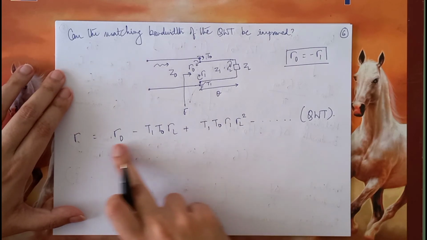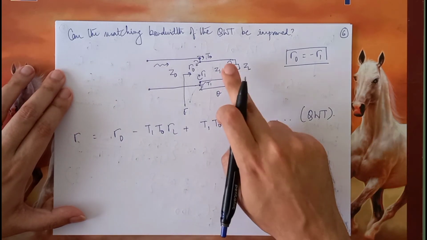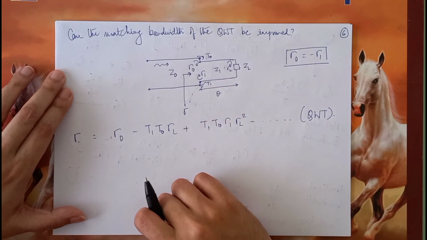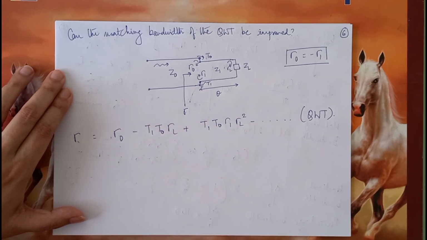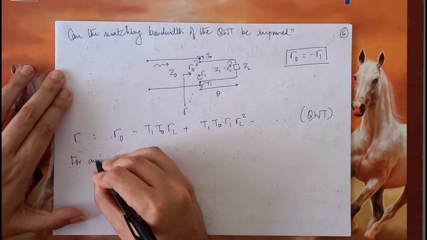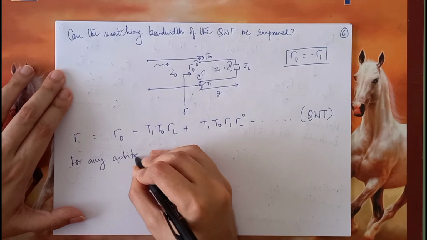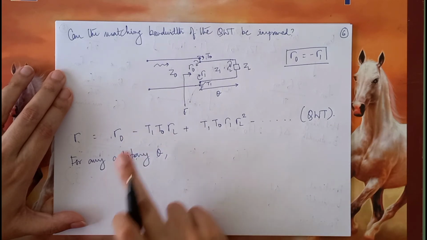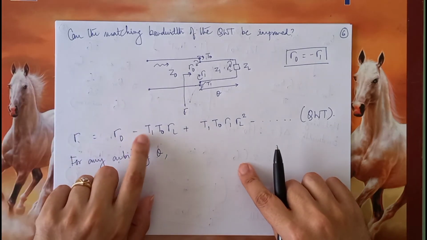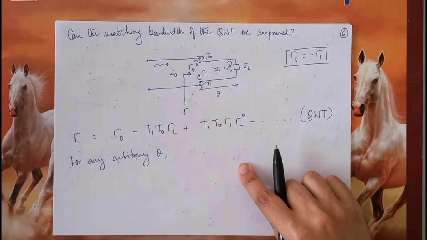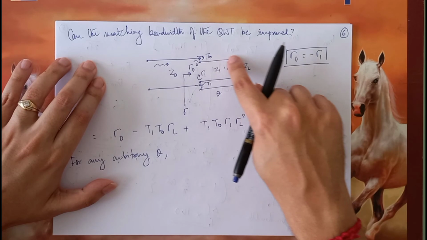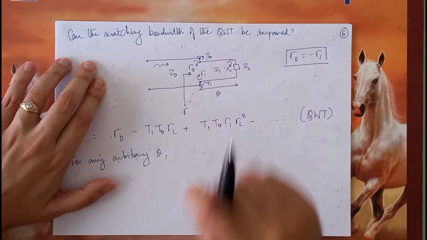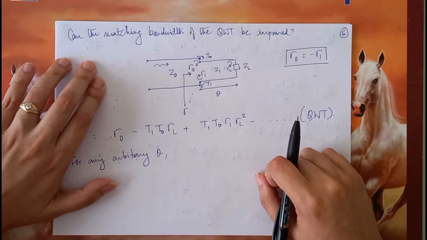But if I were to now extend this for the matching transformer where the electrical length is some arbitrary theta, how would this expression change? This would change with the sign. If you notice, this sign came because of the 180-degree phase shift this wave undergoes every time it makes a round trip through this QWT or the matching section.